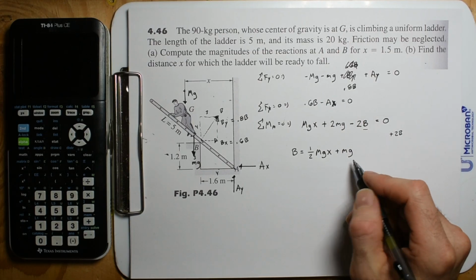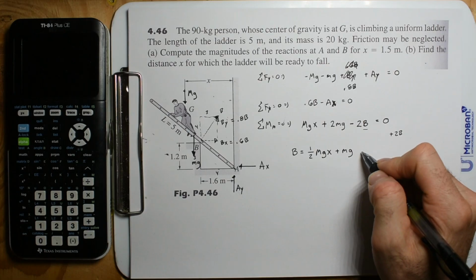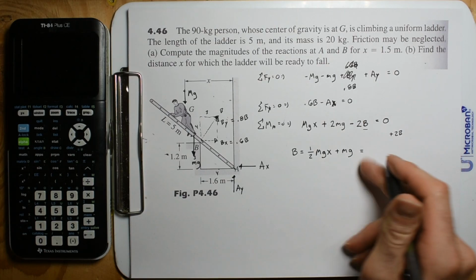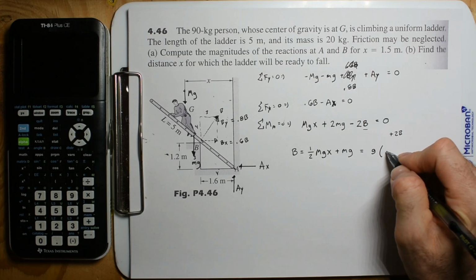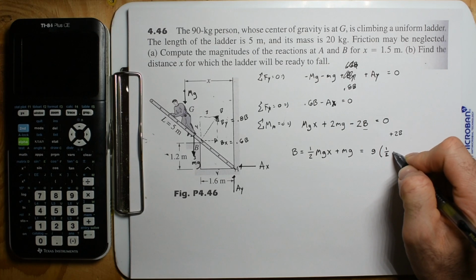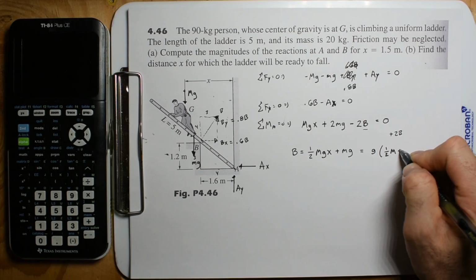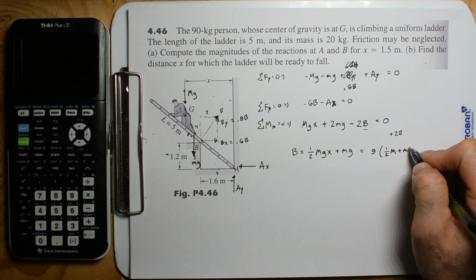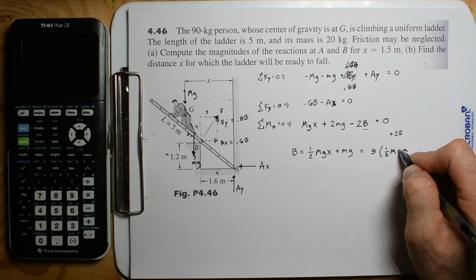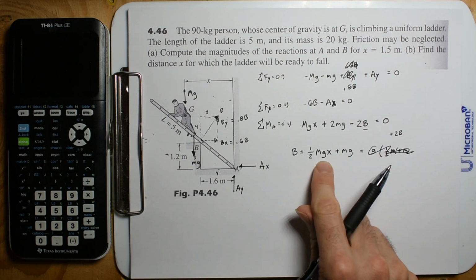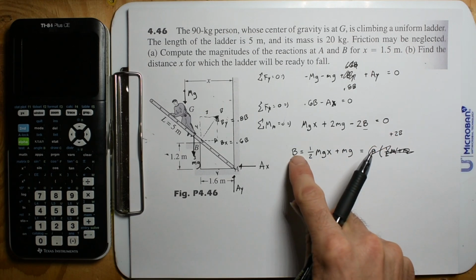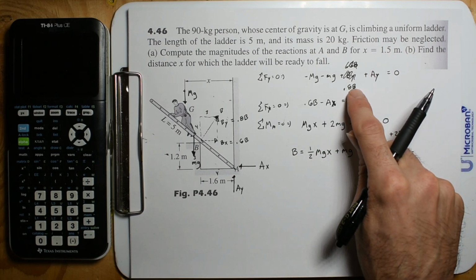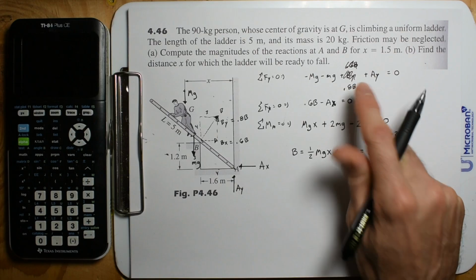And if we wanted to, I guess you could factor out the g, where you'd have g, and then 1/2 m plus m. No, 1/2 mx. Yeah, let's just leave it as that. Cool. All right. So now we're going to plug this into here.